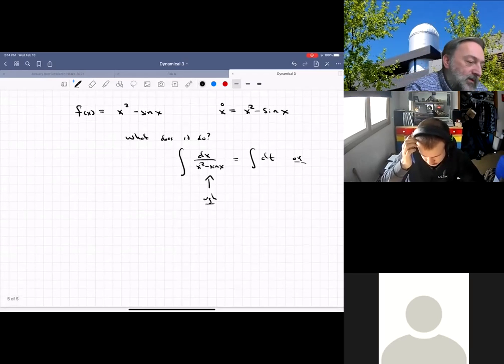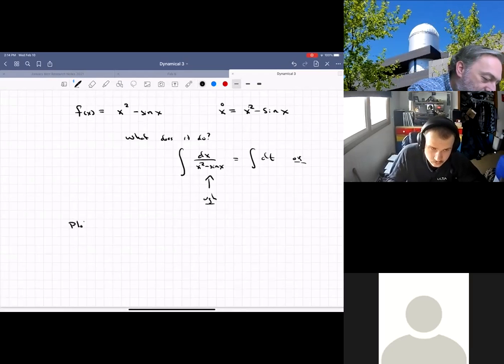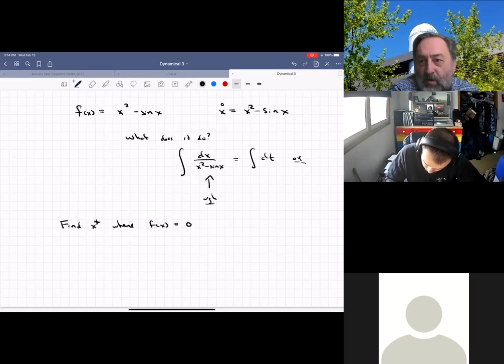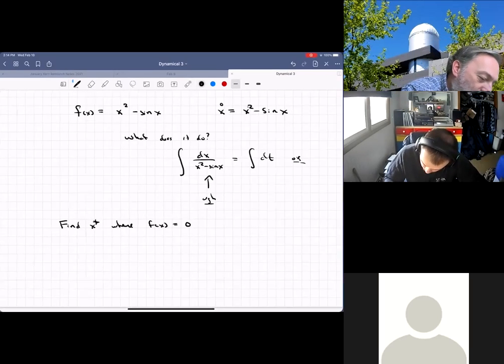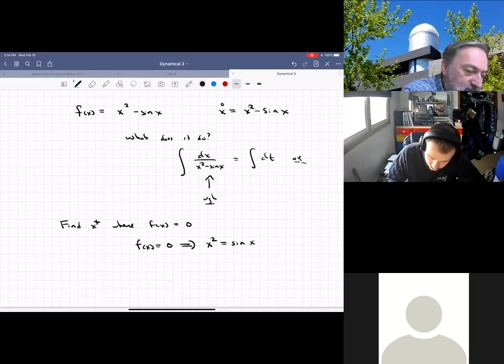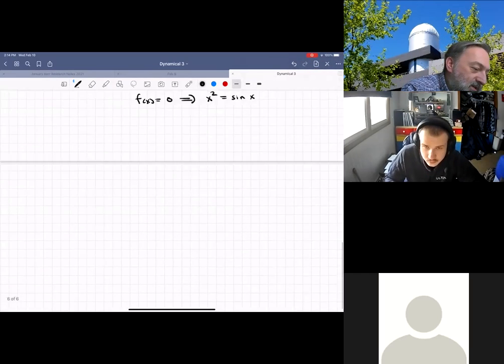On the other hand, let's suppose I want to think graphically. So let me try to find some fixed points. If I want f of x to be equal to 0, that's the same thing as x squared is equal to the sine of x. Now that's still hard to solve if I actually tried to solve it.